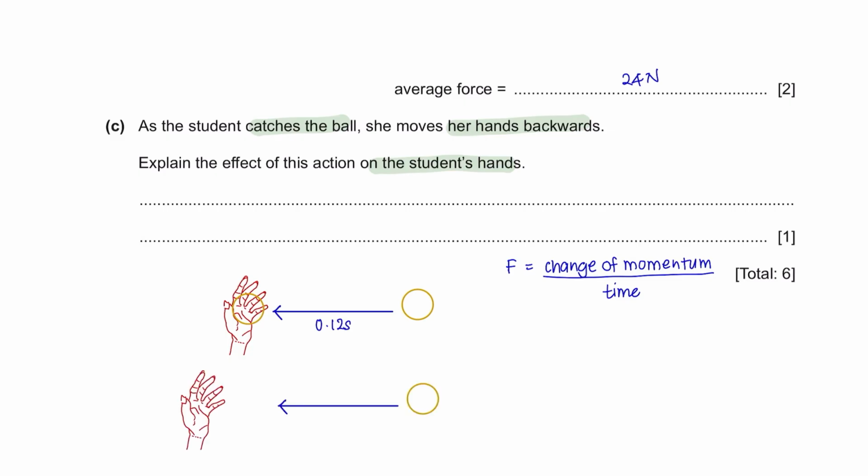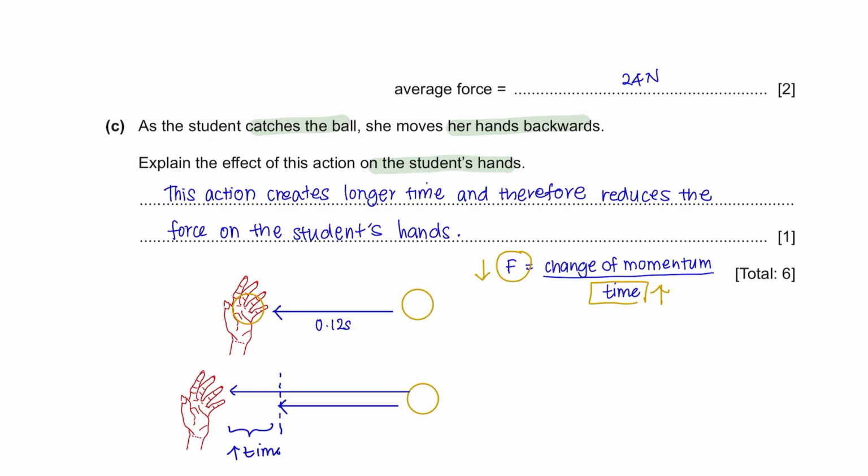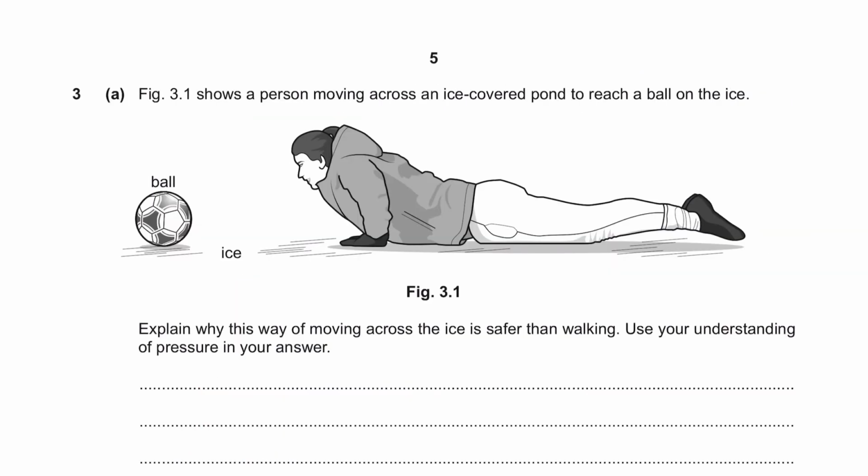So let's say when the student moves her hand backward like this, she is increasing the time of contact of the ball towards her hands. If we relate this with the formula, this means that if the time increases, the force being applied decreases. So you can write this action creates longer time and therefore reduces the force on the student's hands. You have to mention both the longer time and the force on the student's hand to obtain a full 1 mark here.